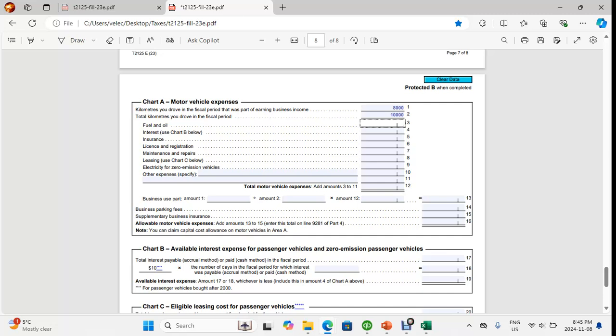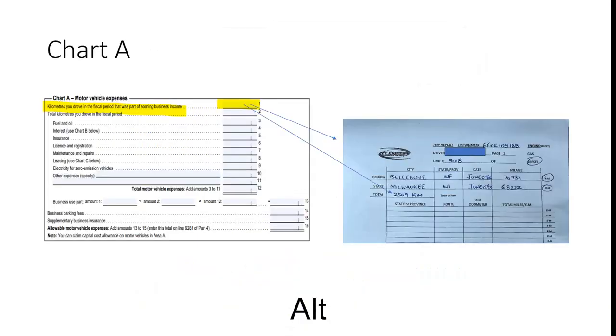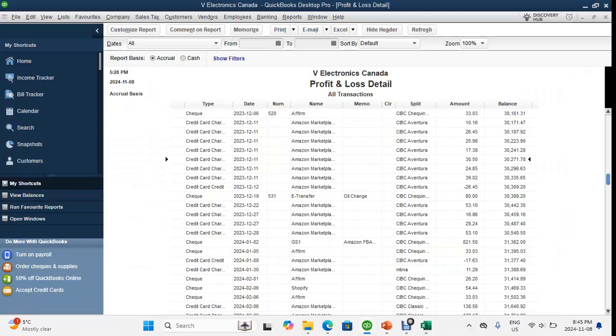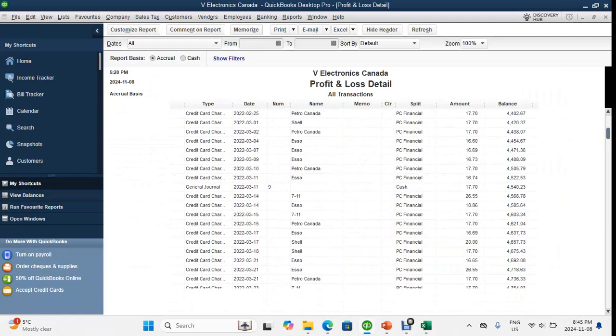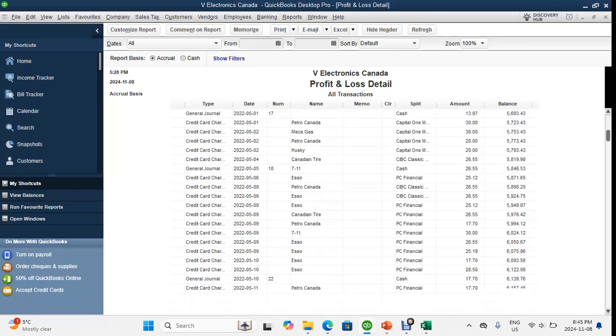In this case, your fuel and oil. This would be your gas and any oil changes that you might have done for your vehicle, for your commercial vehicle. So let's say this is 880.56. And again, you can use QuickBooks to figure out your fuel expenses. These are all your fuel expenses.